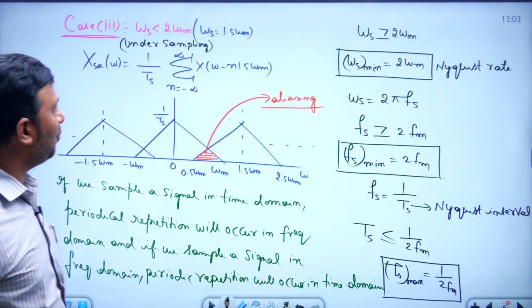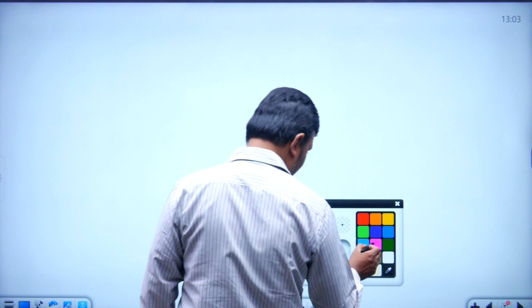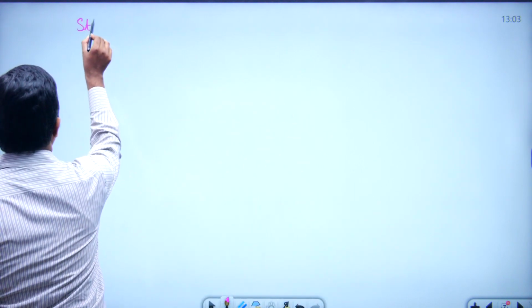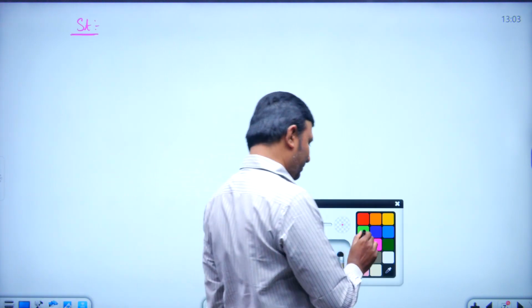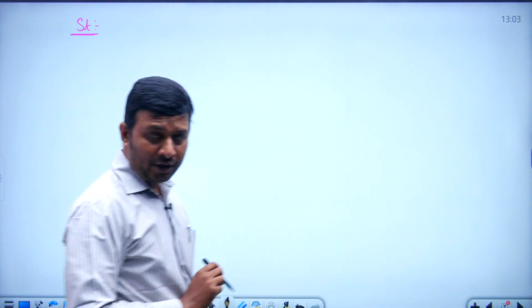And after this we can write the statement of the sampling theorem also. Statement. Whatever the story we have seen, let us write in the form of a single statement. This is what is known as the sampling theorem statement. And what does it say?